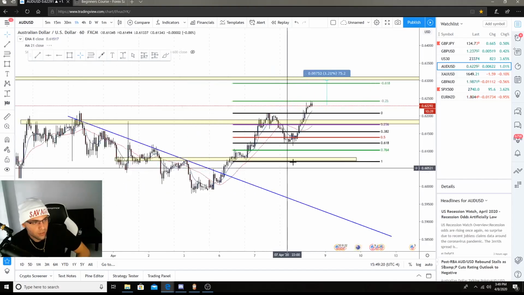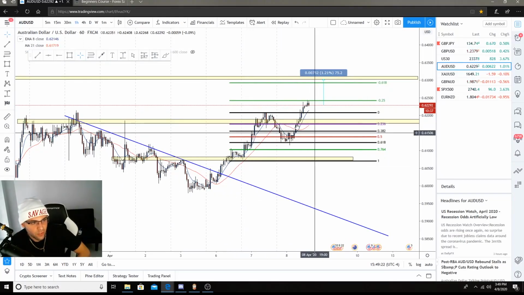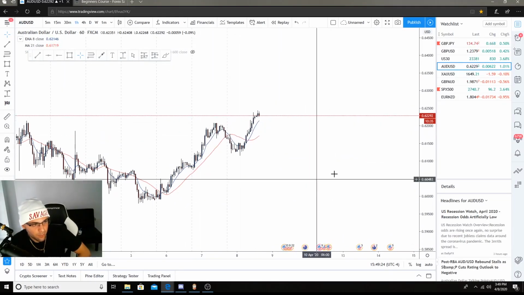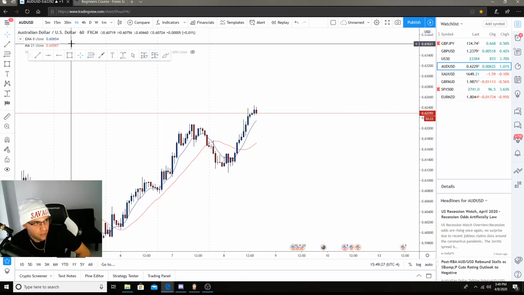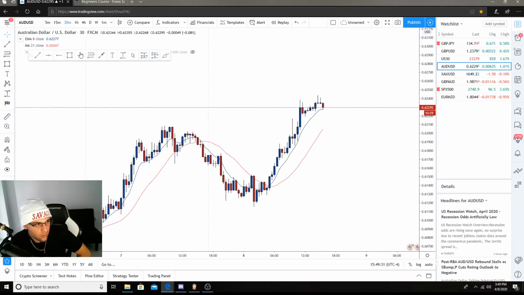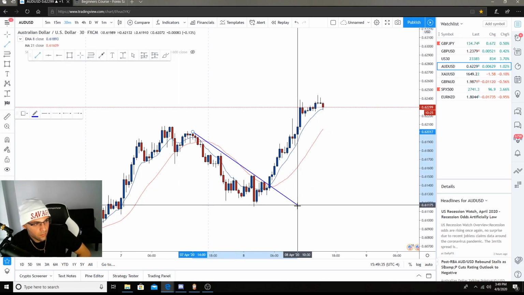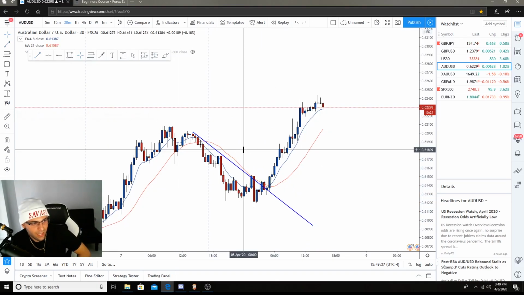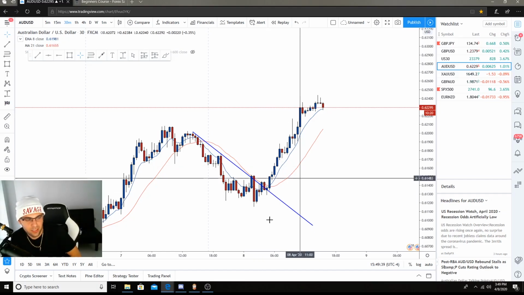Now let's go to the 1 hour. You can't even put a trend line in there. You know what I'm saying? You can't. Let's go to 30 minute. Let's see if we can draw a trend line here. Look at that. It doesn't even look valid.